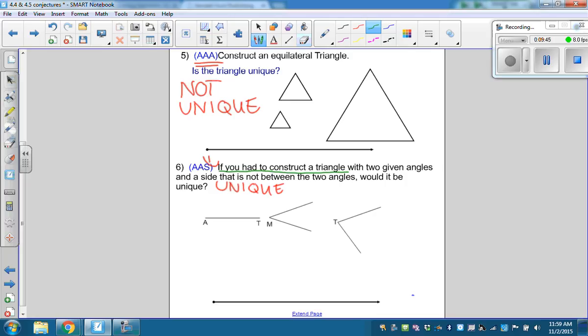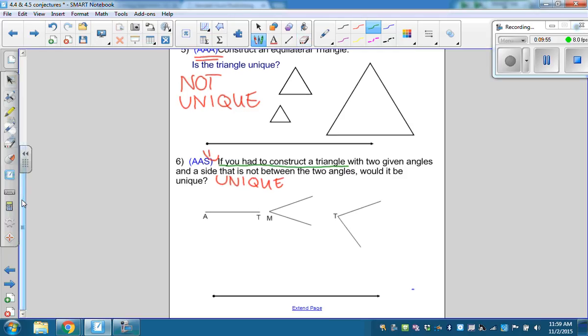What do you know, Jake? I'm not sure how to construct that with the yellow. You're not? Let's try it. So if I had to use M and T, why is that challenging? There is something challenging about that. Because we don't have the length. Because you have the length AT, right?